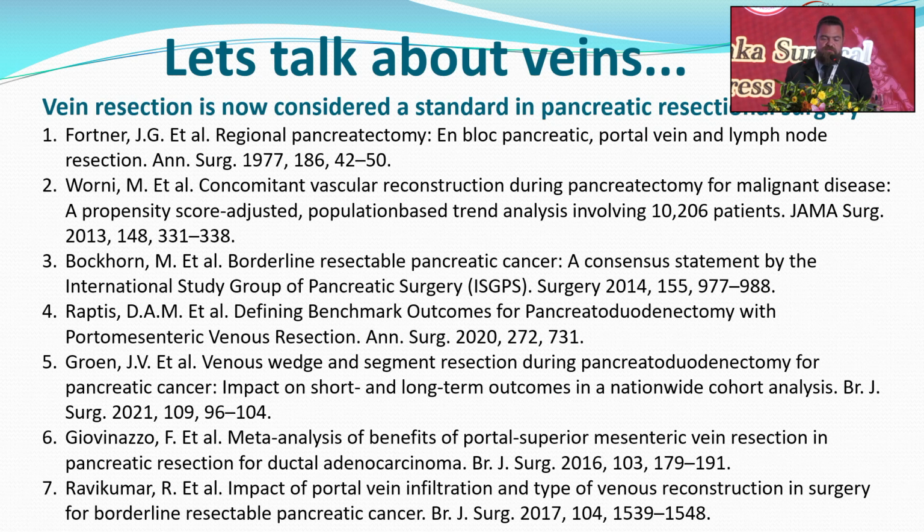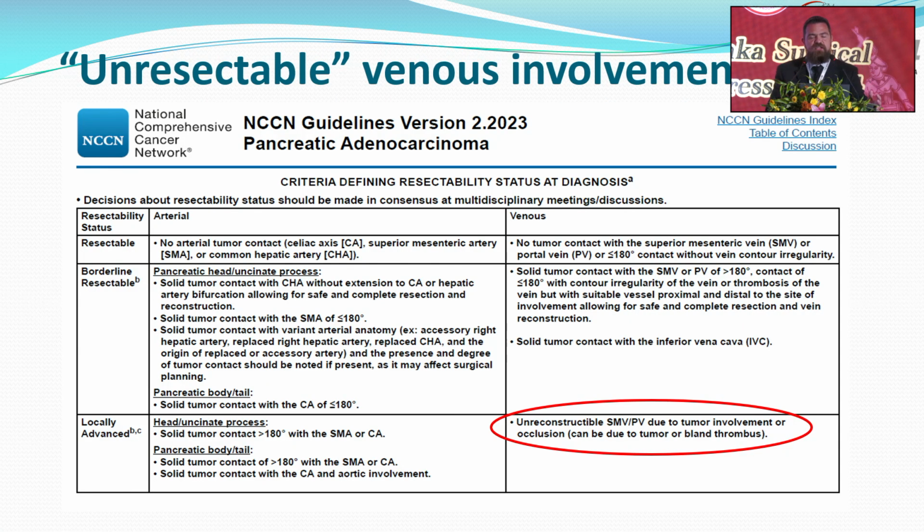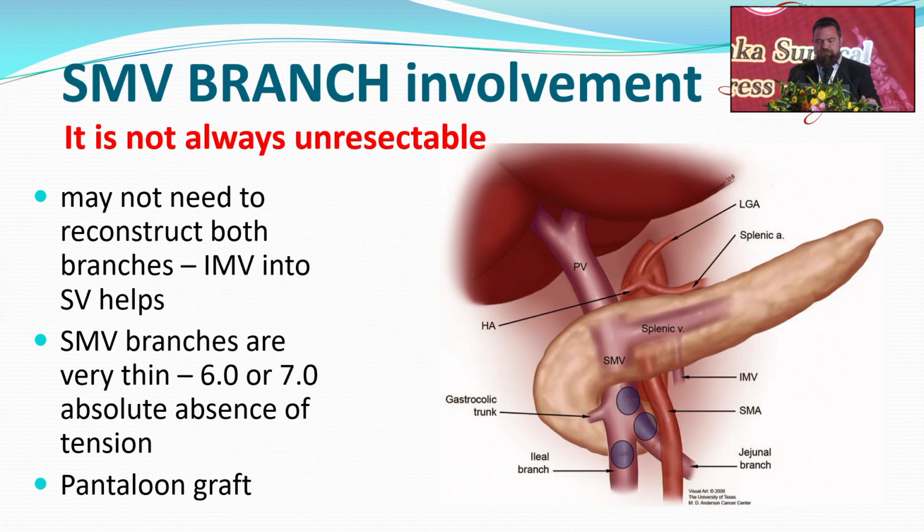I've put up there a few papers. I won't go into the simple vein resections. But what about unresectable venous involvement? This is again the NCCN guidelines. Unreconstructable vein disease is considered locally advanced. They don't call it unresectable because again there are a few tricks around it.